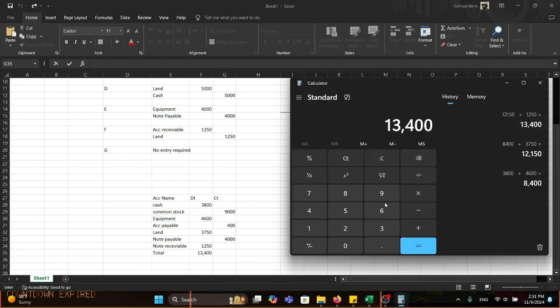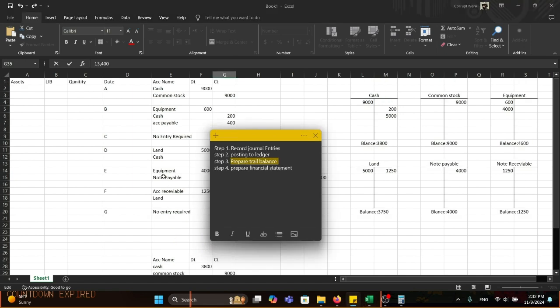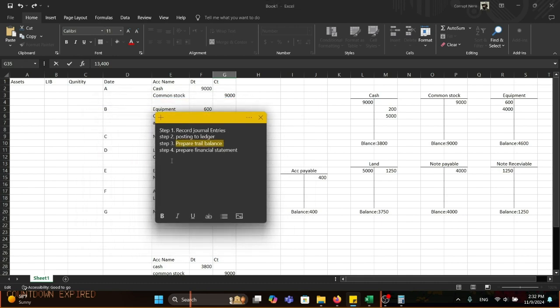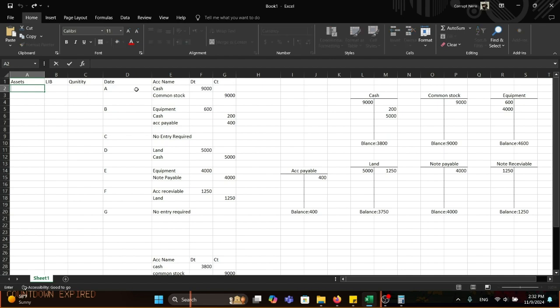So now we're going to go for the credit side, which is 9,000 plus 400 plus 4,000. We're going to get the same amount. When you get the same amount, that means you did this step right. Now we're going to go for the last step, which is preparing the financial statement. The professor said you have to make it on the first step, but I'm going to do it last and put it on the first page. So please do not forget, do this on the first page, not the last.